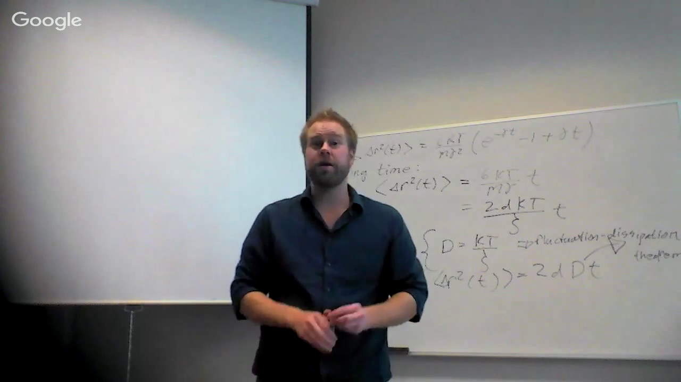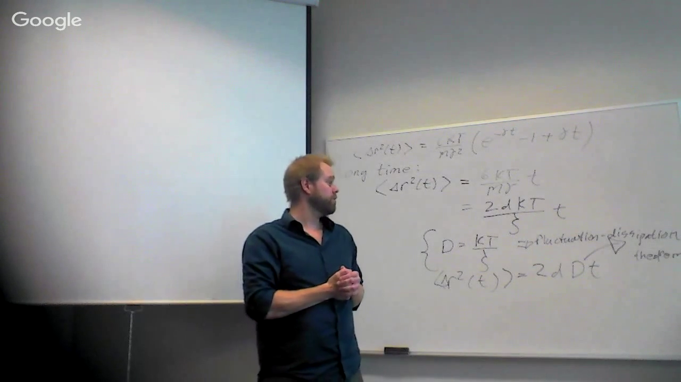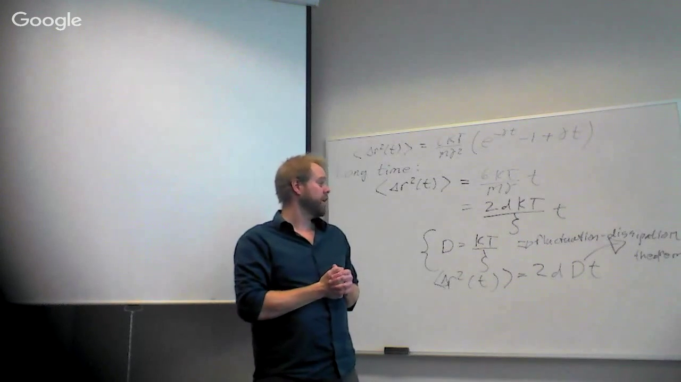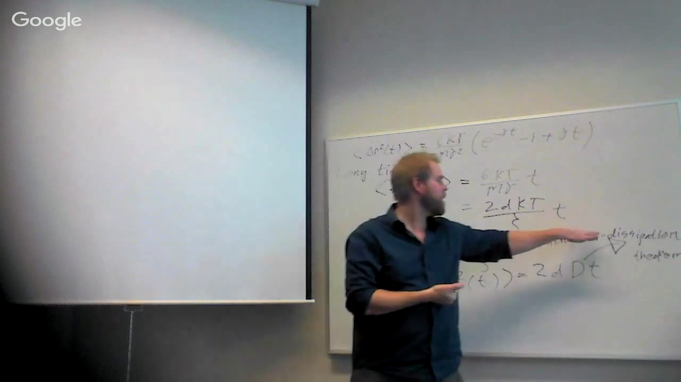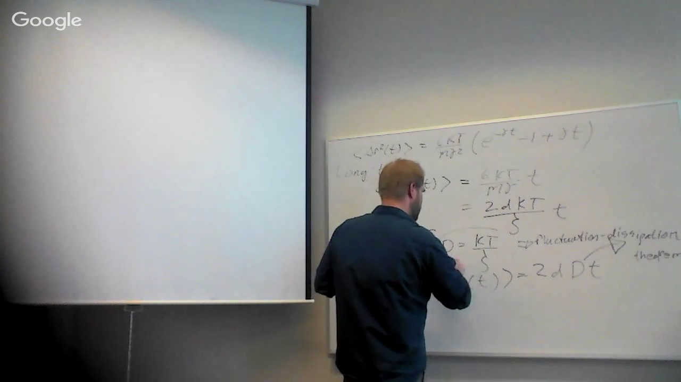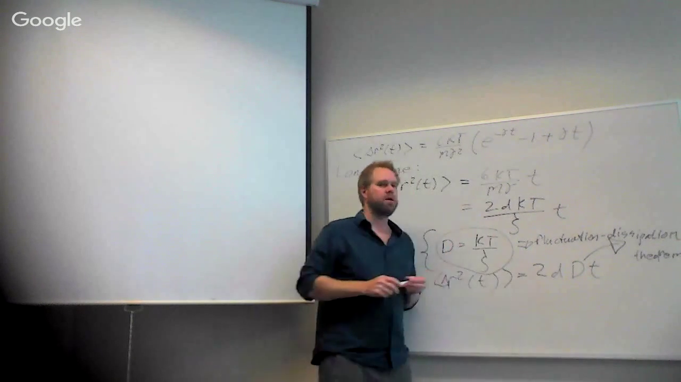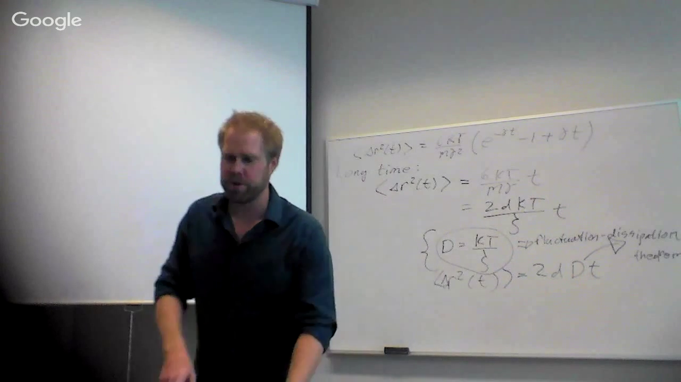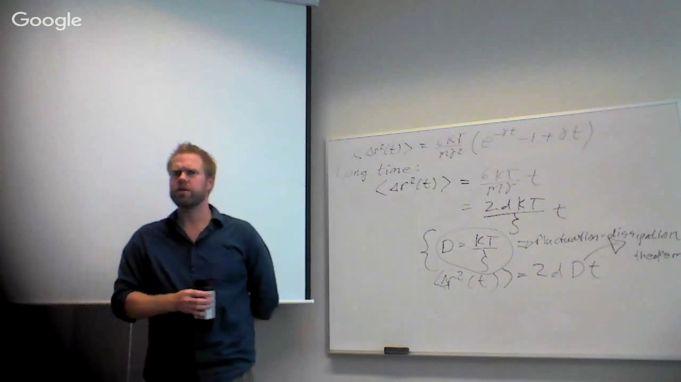Okay, can anybody give a qualitative insight into why this fluctuation-dissipation theorem might be so? Why is it that the random term is somehow coupled to the drag term?